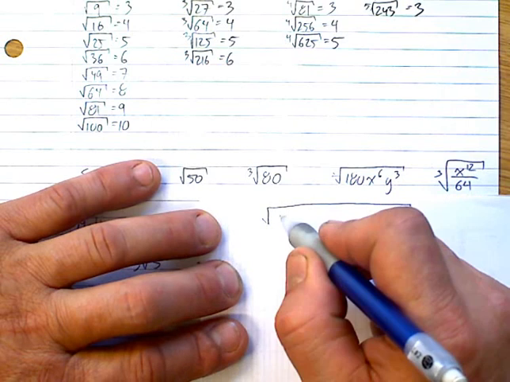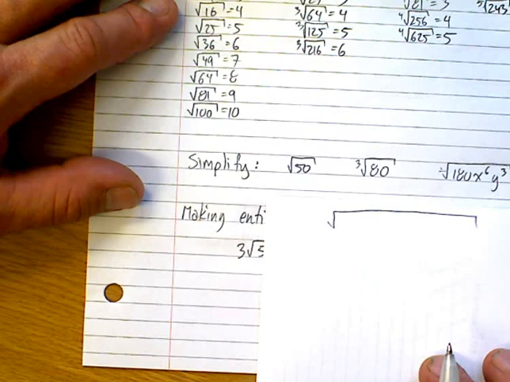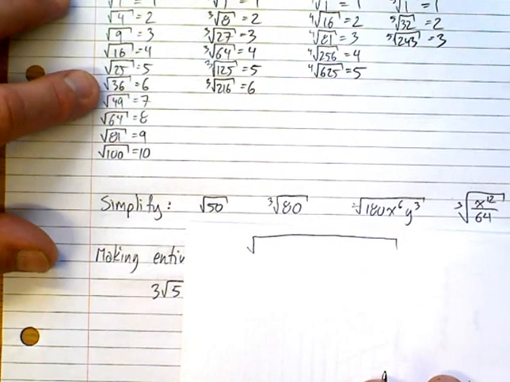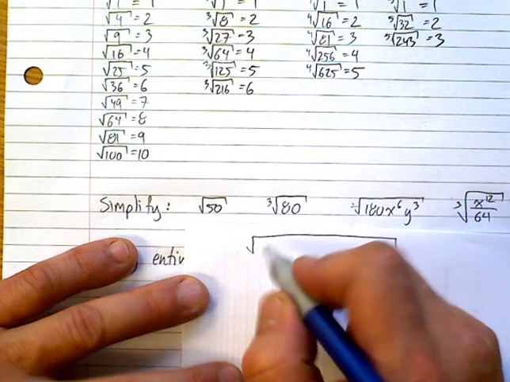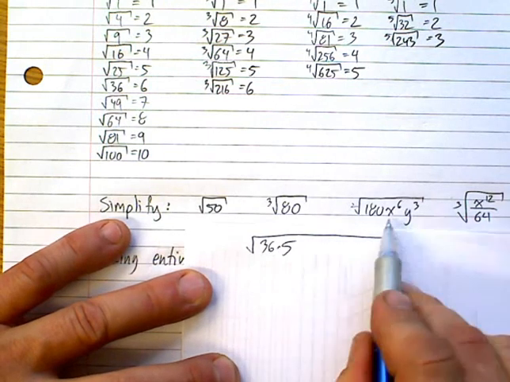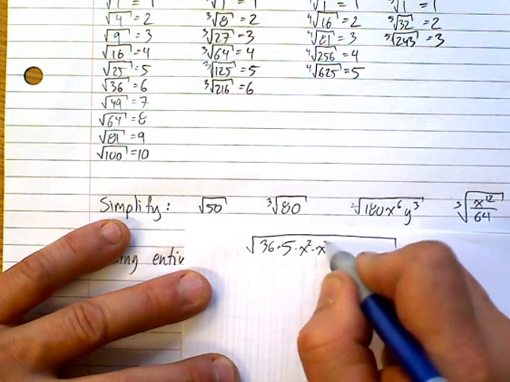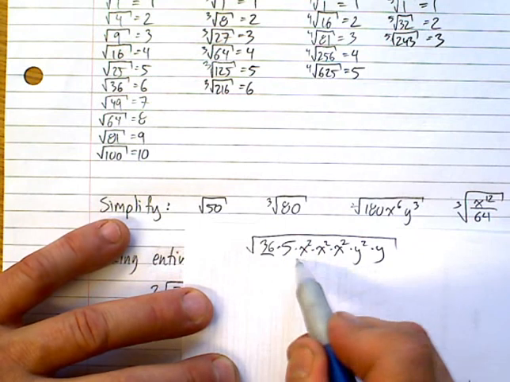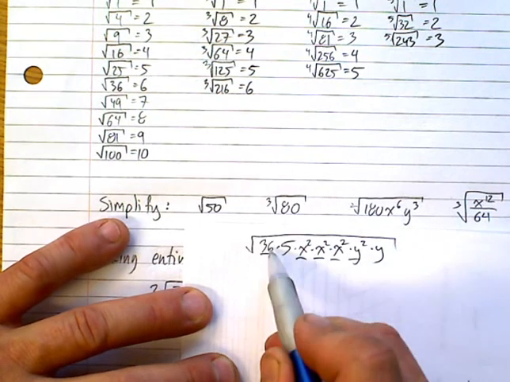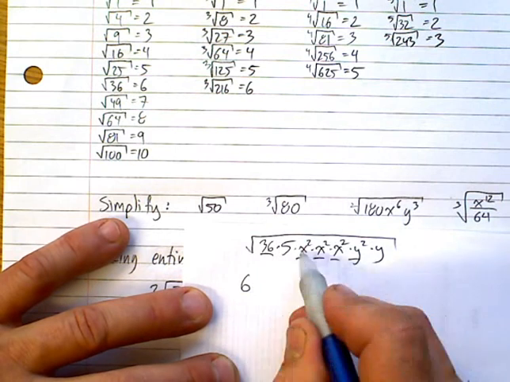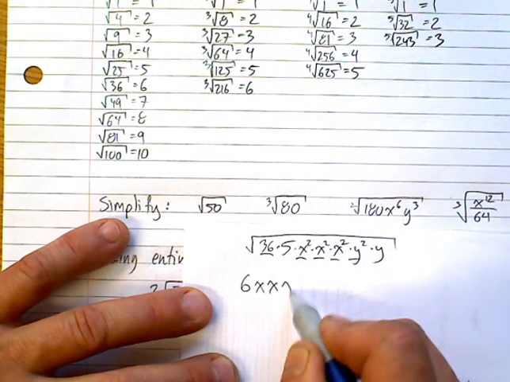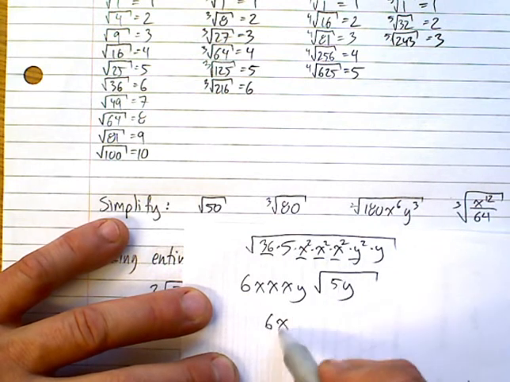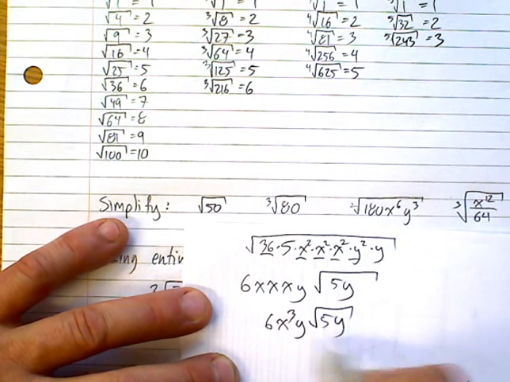Oh, I'm looking at square roots. Sorry, not cube. No, square roots. My apologies. Square roots. So 25, 36 I think goes in there, right? 36 times 5. And then I got x squared, y squared, y. So perfect square, perfect square, perfect square, perfect square, perfect square. Square root of 36, 6. X squared, x, y. What's left on the inside? 5y. Obviously we can simplify this and call it x cubed y.